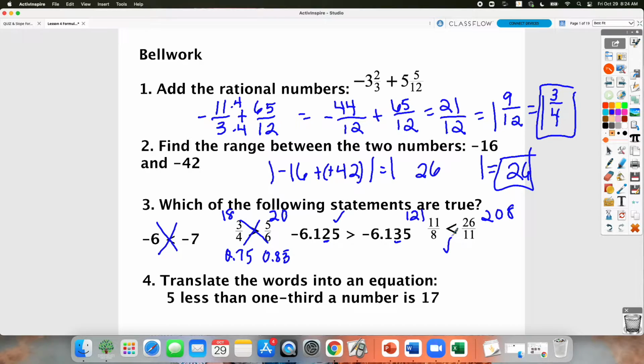All right, number 4, translating the words into an equation. 5 less than 1/3 a number is 17. Landon, how did you write that one as an equation? N over 3 minus 5 equals 17. Absolutely. 1/3 a number would be dividing that number by 3. 5 less than that would mean we're subtracting 5 from the end. And then is 17 means equal 17. Beautiful. What's a different way that we could have written it?